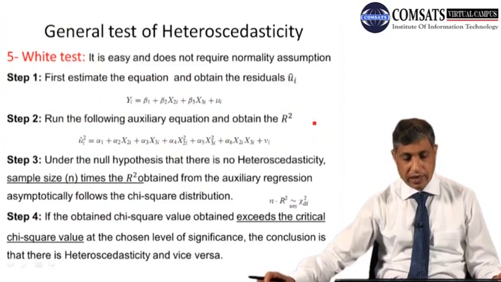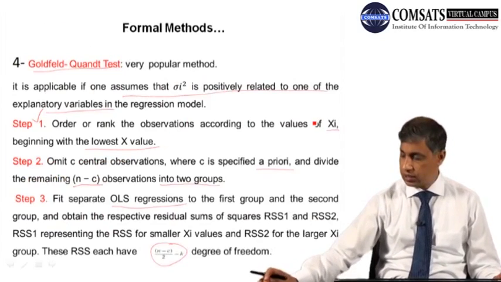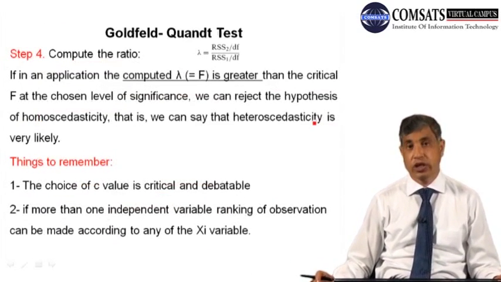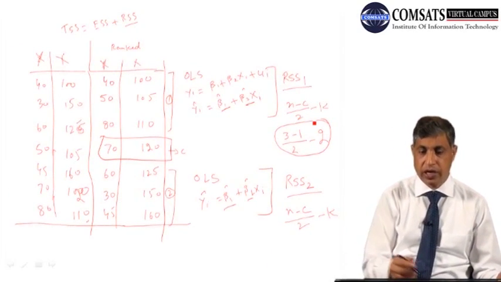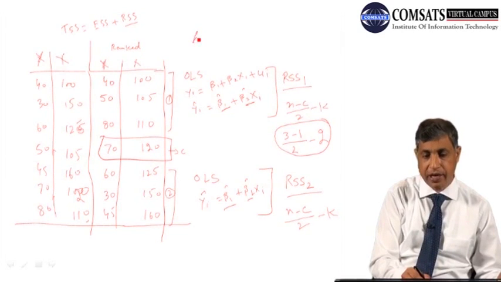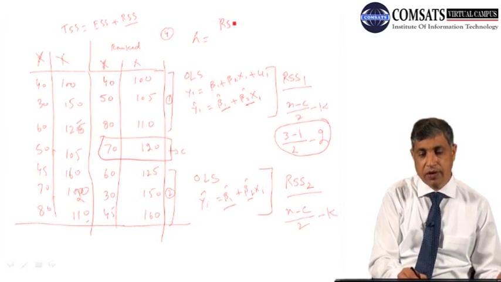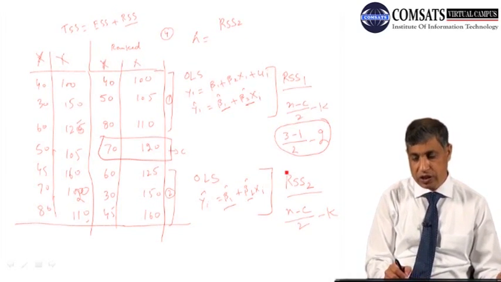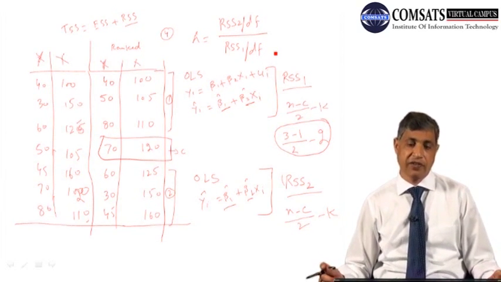So when we have calculated the degrees of freedom, the fourth step is to compute the ratio. Now you have 2 residual sums of squares, so we can compute the ratio. We will call it lambda. This is the fourth step. Compute the residual sum of squares 2 with its degrees of freedom, divided by the residual sum of squares 1 with the same degrees of freedom. We have calculated the degrees of freedom.